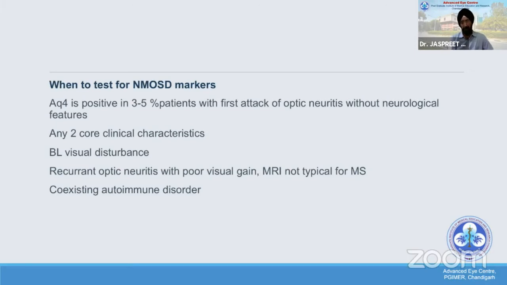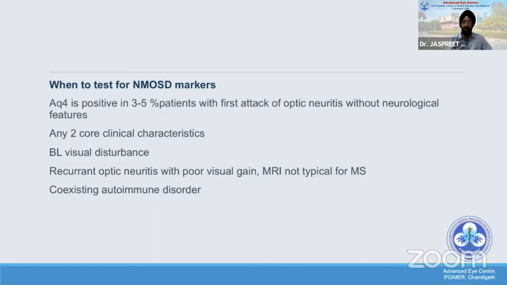So a fairly small number of people have a positive aquaporin 4. They might seroconvert later, and the way it's tested is also very important. So you need to have the clinical characteristics along with that, which are the two core characteristics. You could have bilateral visual disturbances. That's again atypical. Having visual loss in both eyes, maybe asymmetrical, maybe sequential, or maybe simultaneous, gives a clue that this is something atypical.